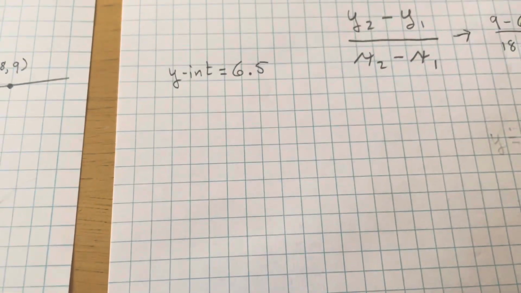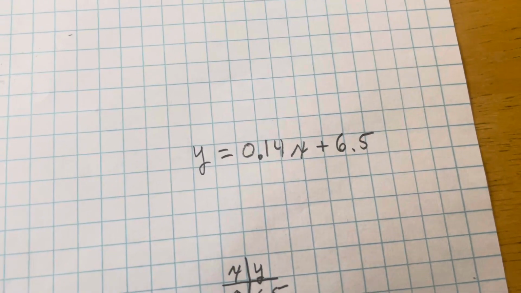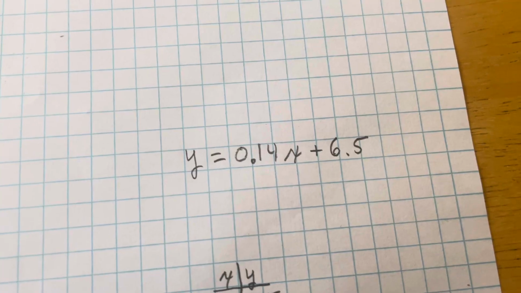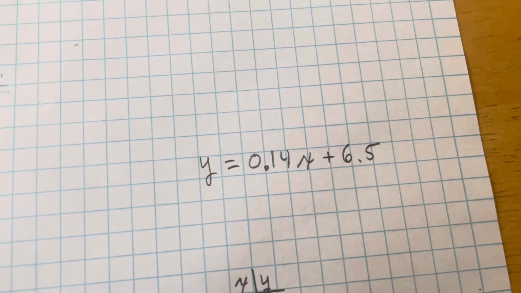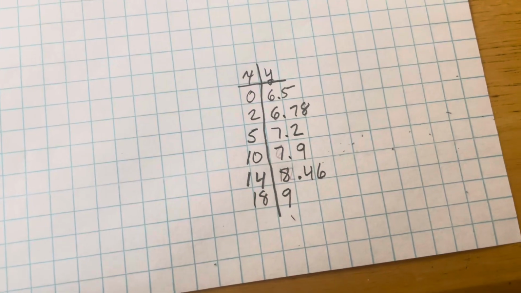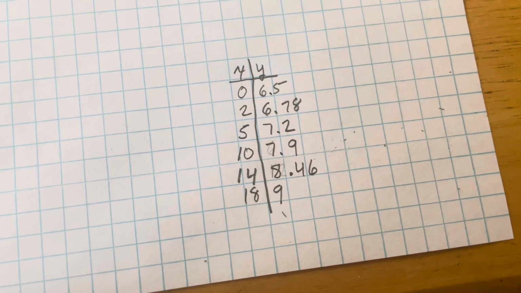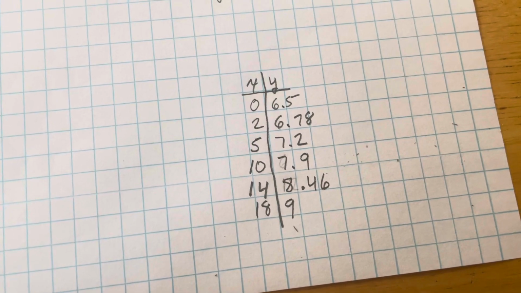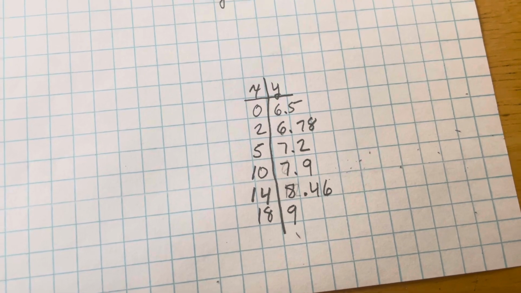So the equation is going to look like this: y equals 0.14x plus 6.5. That's my equation. And then with that, in order to create my table of data, I use the first data point, the y-intercept, 0 and 6.5, and my last data point that was already on the graph, 18 and 9, as 2 of those points.